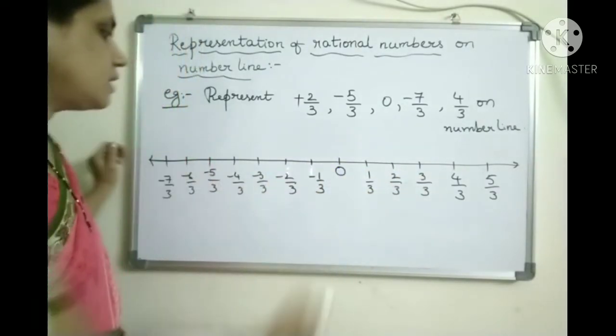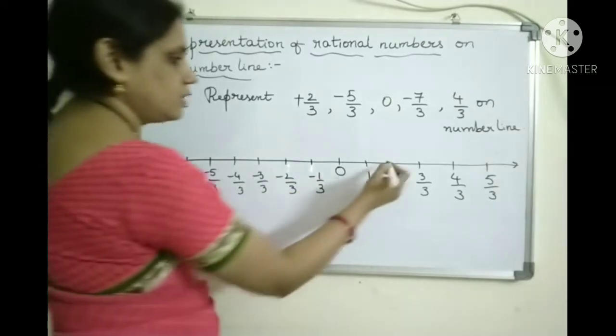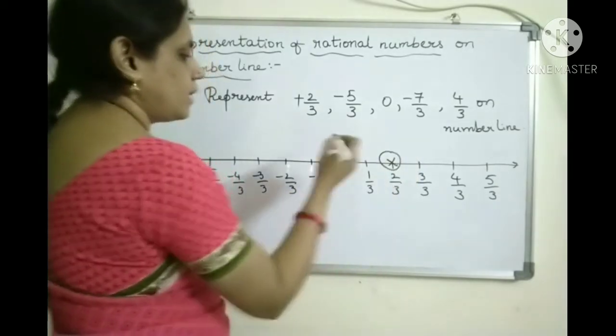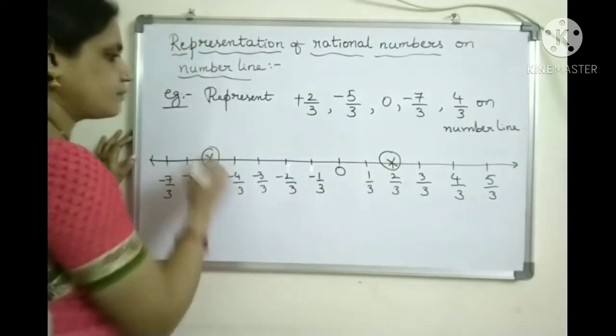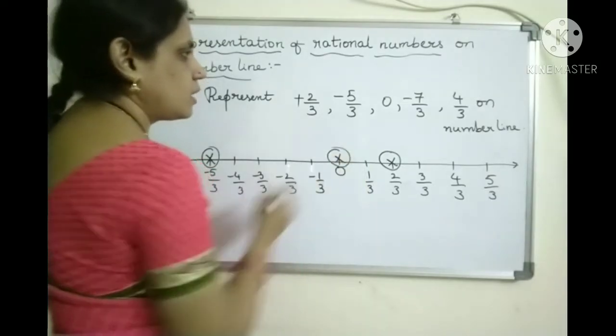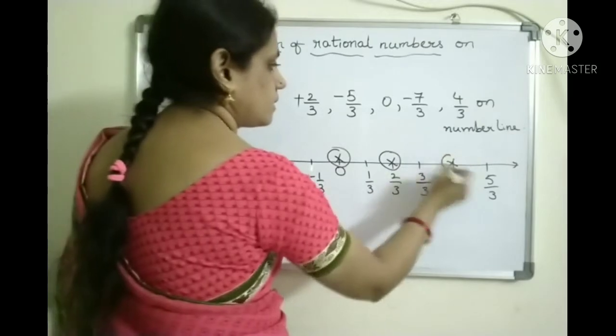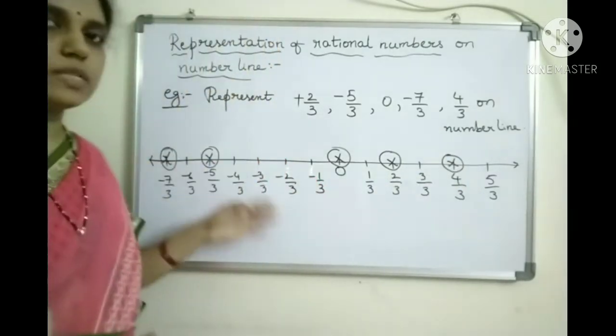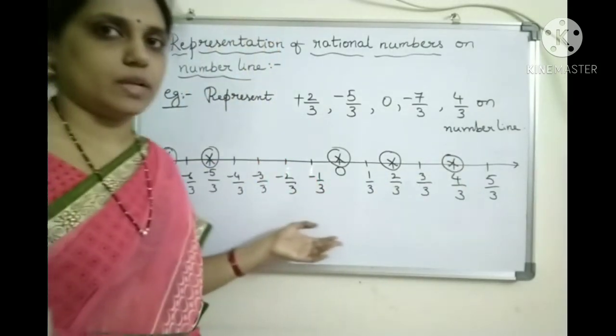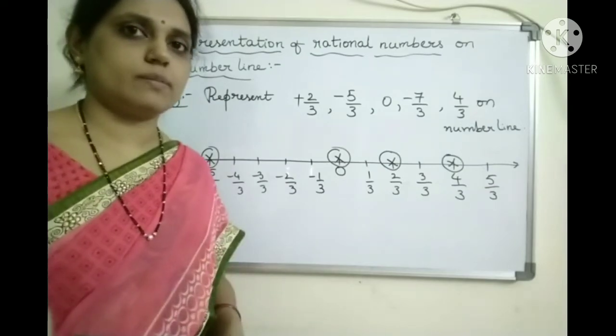Okay. Now here plus 2 by 3, minus 5 by 3, 0, minus 7 by 3, plus 4 by 3. So these are the numbers you have to represent on the number line. Okay, this is one example.